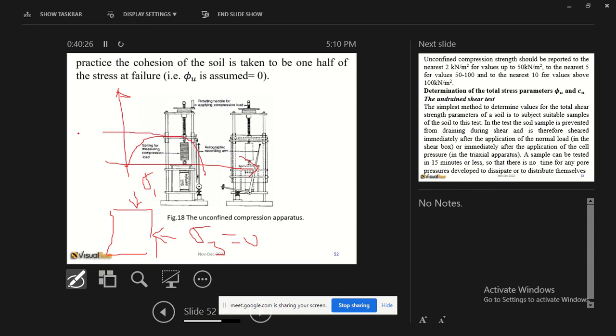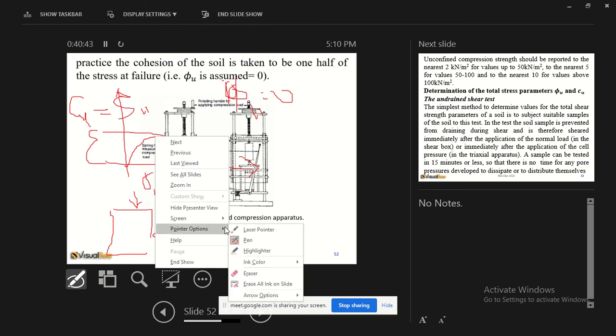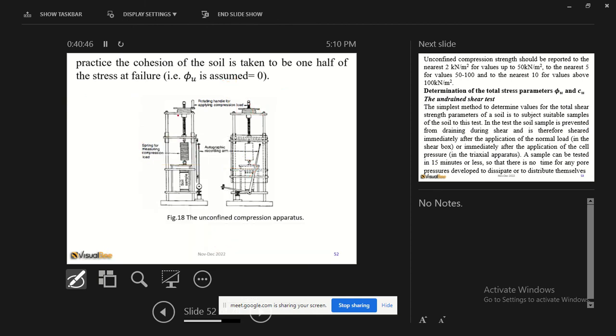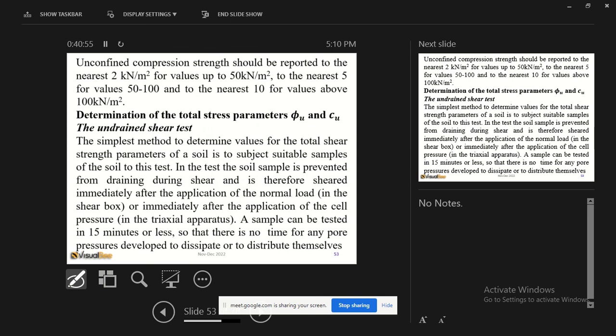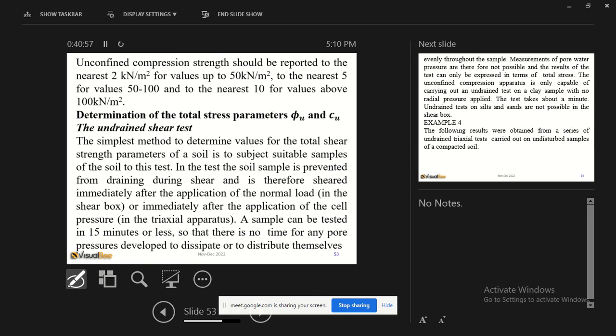And so this is SU. This can be called CU or SU. And here we assume phi is 0. Phi U is 0, and it is an undrained test. That's the point. It is more or less a derivation of the triaxial test, as you can see. So you will read for yourself, but the principal idea we've already talked about.